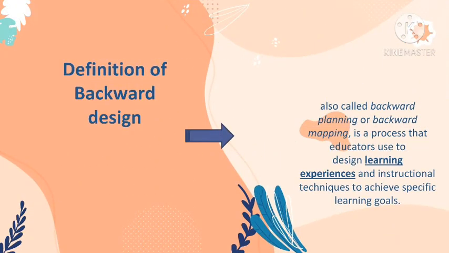Okay, the first one is the definition of backward design. Backward design, also called backward planning or backward mapping, is a process that educators use to design learning experiences and instructional techniques to achieve specific learning goals. Backward design begins with the objectives of a unit or a course, what students are expected to learn and be able to do, and then proceeds backward to create lessons that achieve those desired goals.